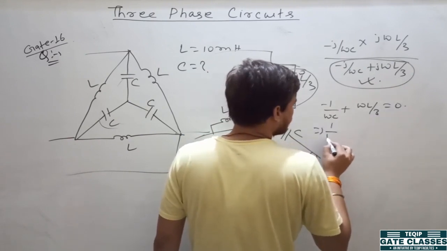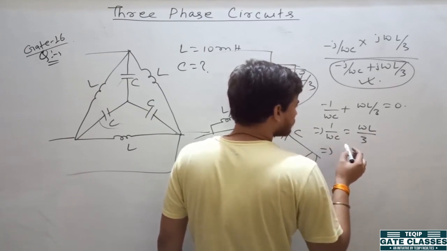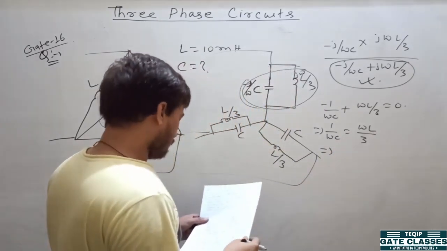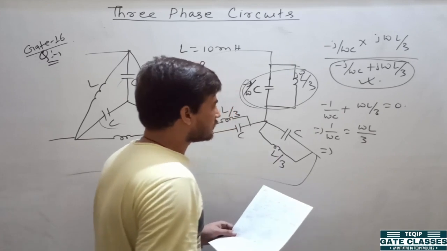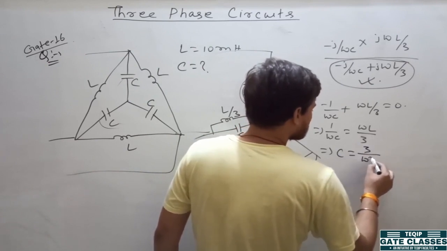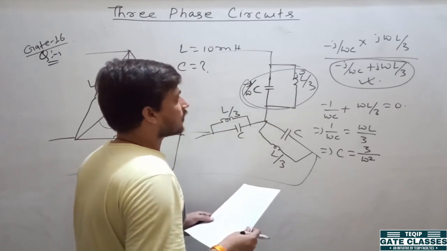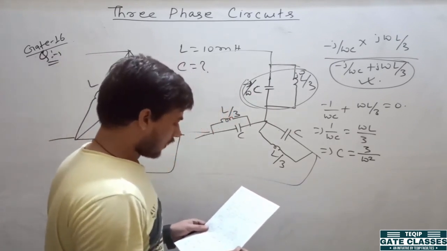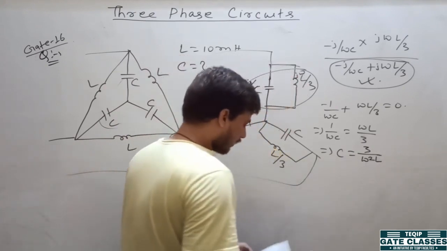That means 1 upon omega C is equal to omega L by 3. This implies you have to calculate the value of C. So C will be equal to, from here, 3 by omega square into L.